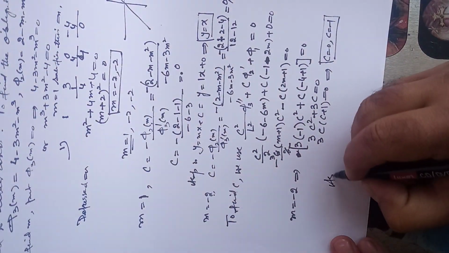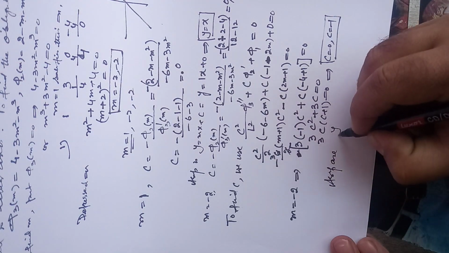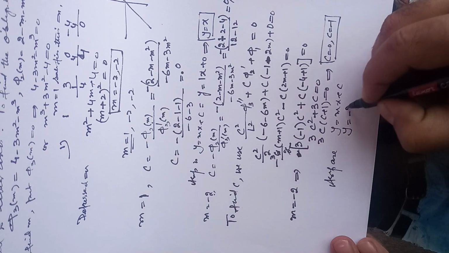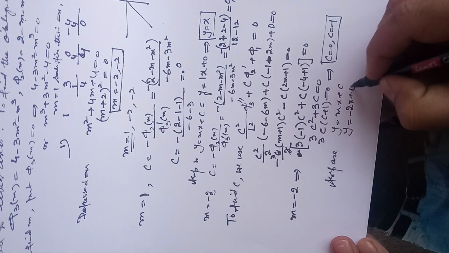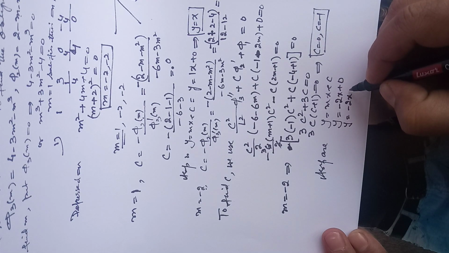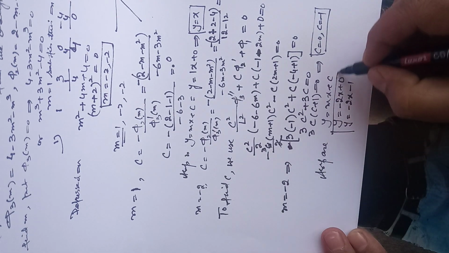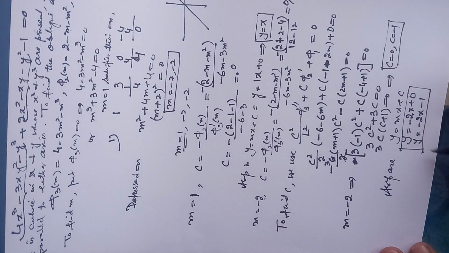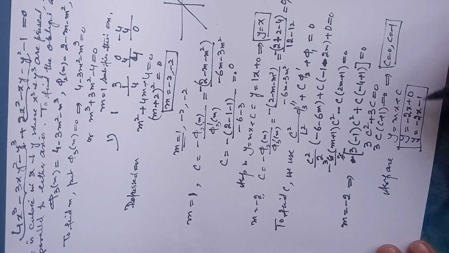Therefore, asymptotes are y equal to mx plus c. M is same, minus 2x plus c, it is 0. And y is minus 2x and c is minus 1. So these are two asymptotes, oblique asymptotes. You have three asymptotes in total: y equal to minus x, y equal to x, y equal to minus 2x, and y equal to minus 2x minus 1.